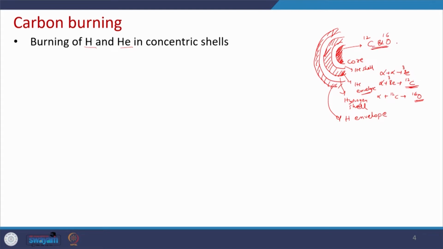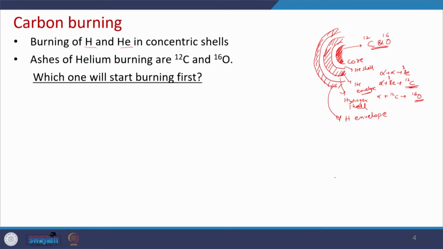But now, our main motto is to discuss carbon burning, and the ashes of helium burning are carbon 12 and oxygen 16. Now, the question comes to our mind: carbon 12 and oxygen 16 are available, who will burn at a faster rate? Which one has to be considered as the next stage of the burning phase?